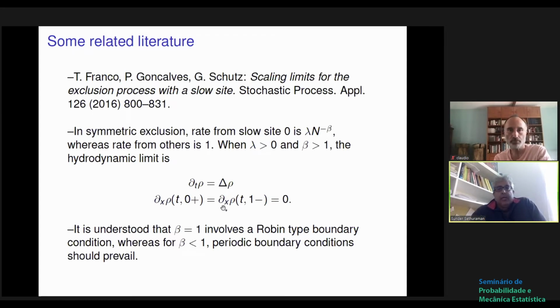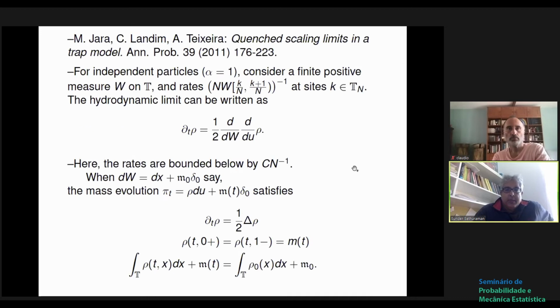with this kind of Neumann condition. They also mentioned that when beta is equal to 1 or beta less than 1, then different behaviors should occur. They mentioned a Robin type boundary condition when beta is equal to 1. And if beta is less than 1, then somehow the slow site is not that defective, and you don't really see it in hydrodynamics.